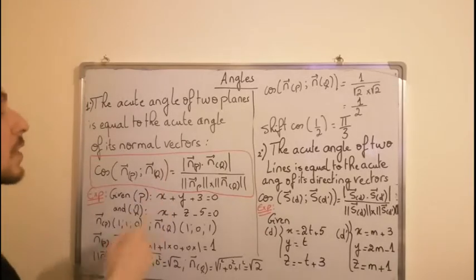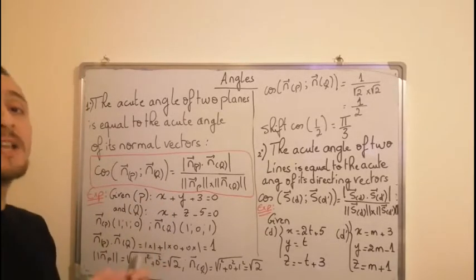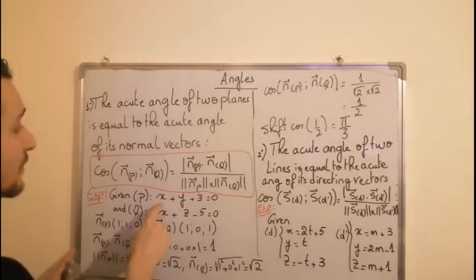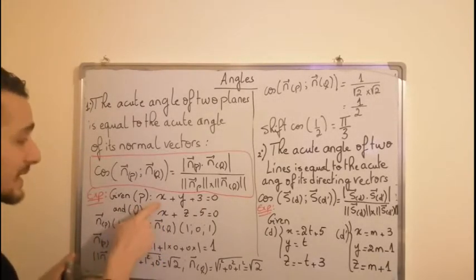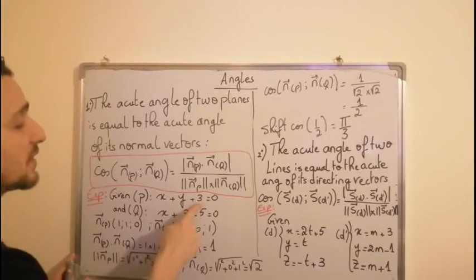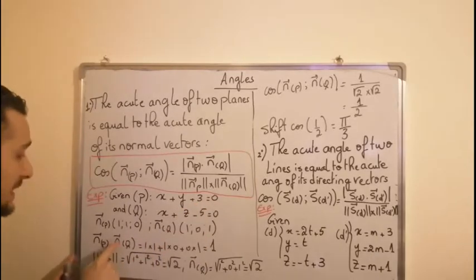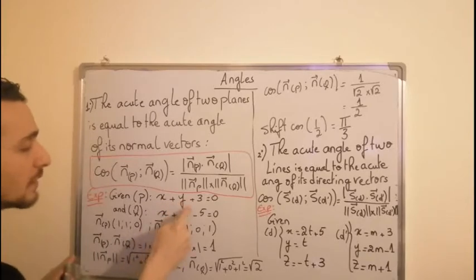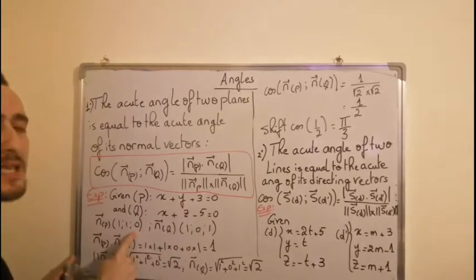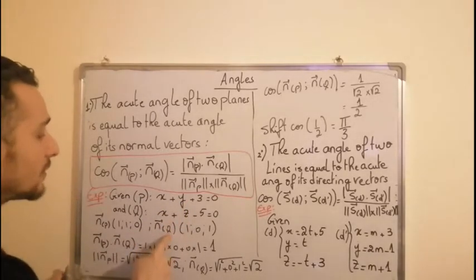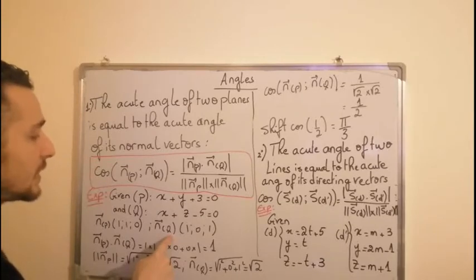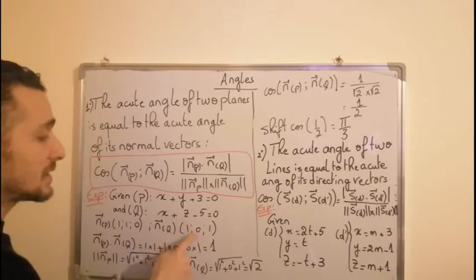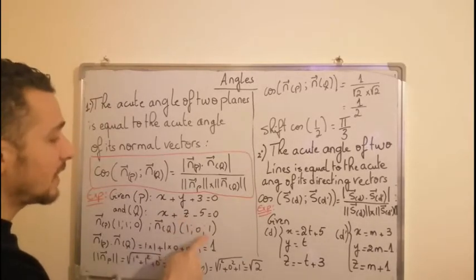First of all, we have to find the normal vector of each plane. The plane P of equation x plus y plus 3 equals 0. So its normal vector is 1, 1, and we don't have z, so it's 0. The normal vector of plane Q is 1, we don't have y, so it's 0, and 1.